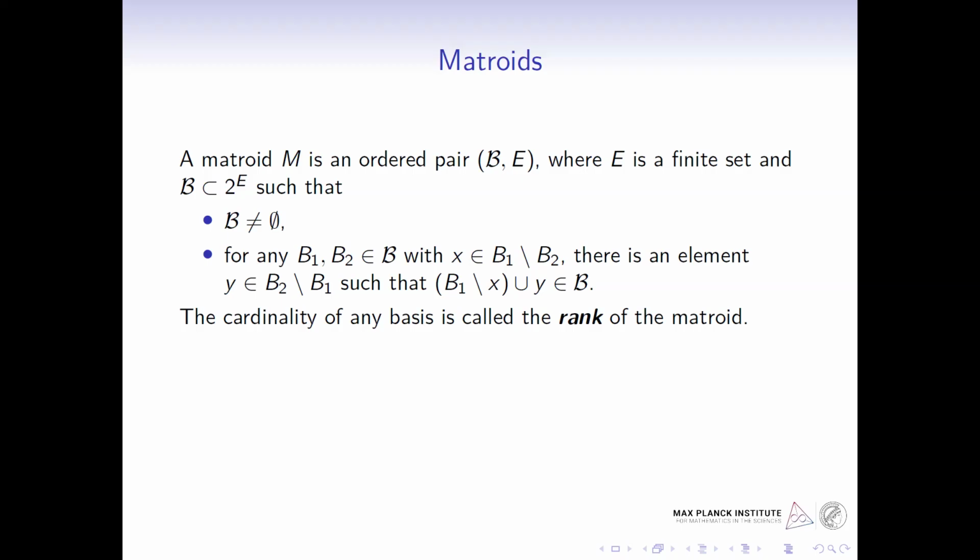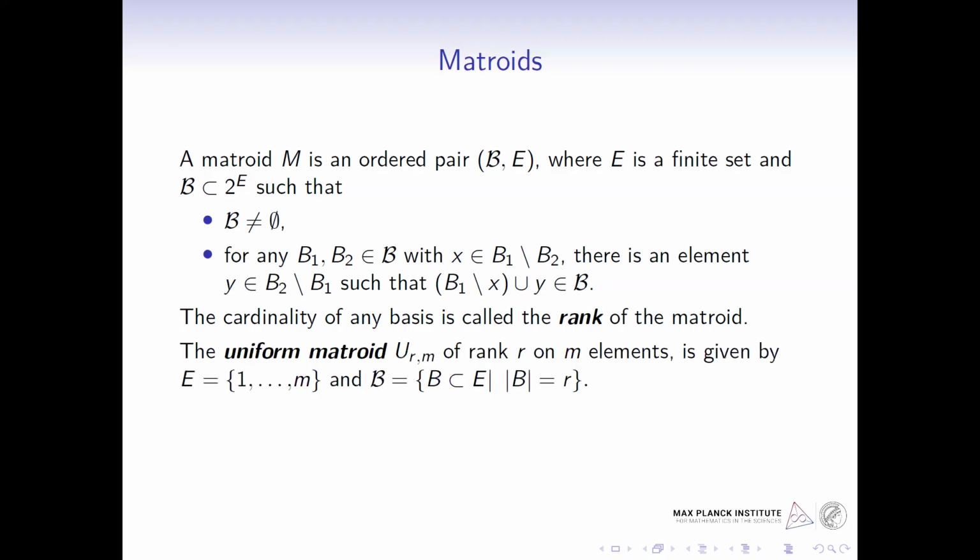Okay. So we have the set B of the bases, and the cardinality of every basis is the same, and this is called the rank of the matroid. As an example, there is the so-called uniform matroid. I think we've also seen that yesterday, of rank R on M elements, where all the bases are just subsets of size R of the set 1 to M.